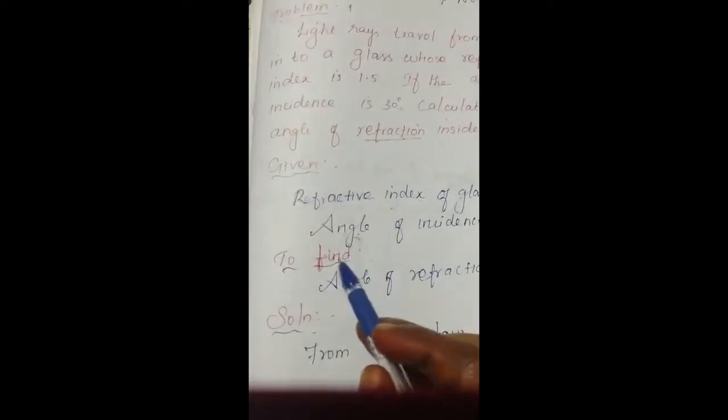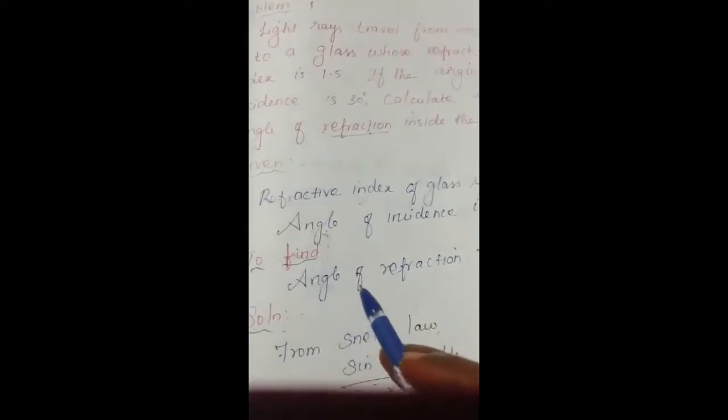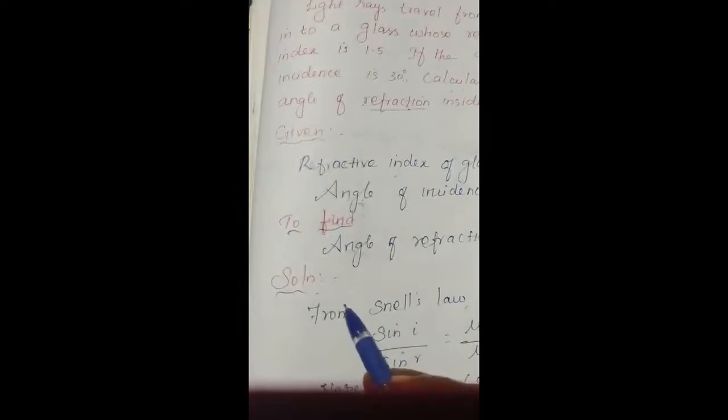And angle of incidence i is equal to 30 degree. What we have to find? To find the angle of refraction r value only we are going to find. So already I told which formula we are going to use here.